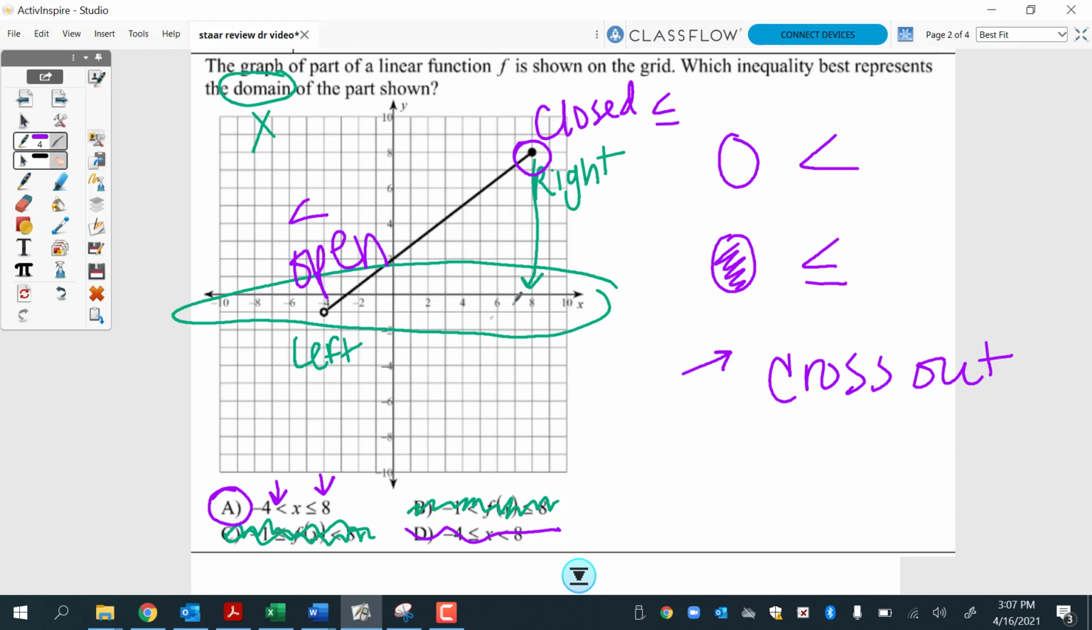That's an easy way to check. Make sure they're using the right symbols. Make sure it's the right letter in the middle. That's an easy way to start crossing off answer choices, okay?